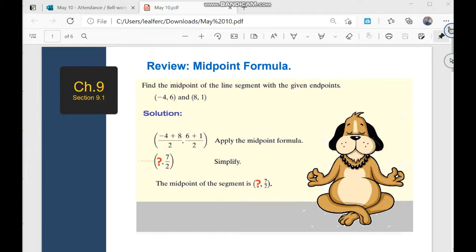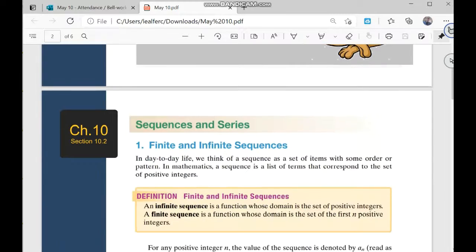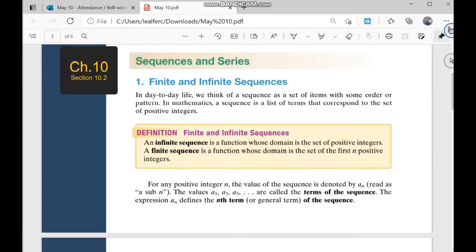Let's move ahead because we will talk about sequences and series, a new topic. And we will start really slowly with basic concepts. Drayden, not a problem. Welcome. Good morning. And one of the basic concepts is this. What is a finite and an infinite sequence?